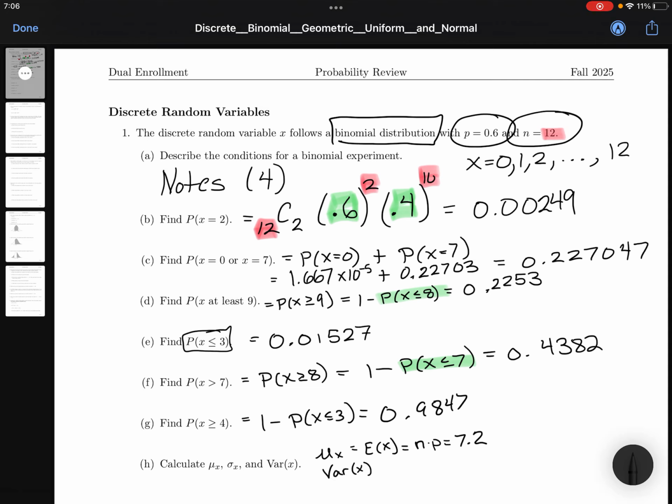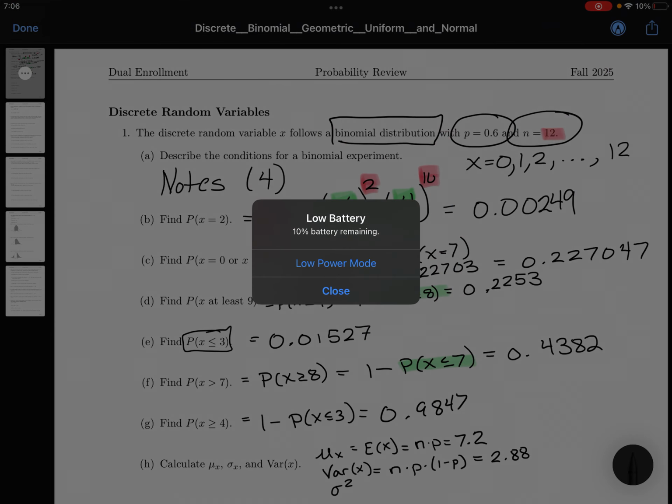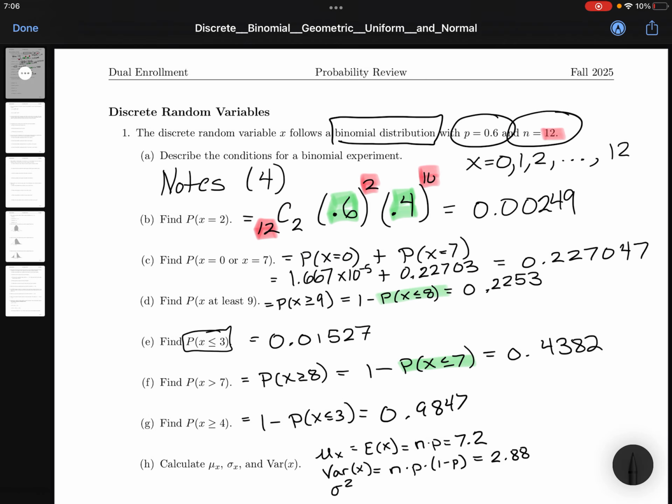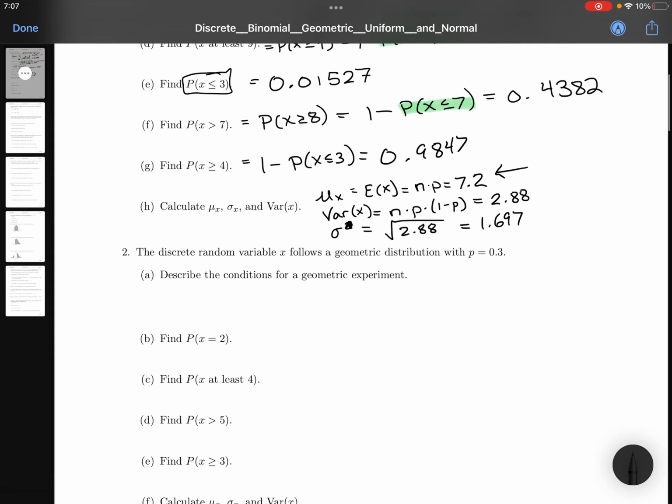Your variance is n times p times 1 minus p. That should be about 2.88. And your standard deviation, let's get rid of the squared, is the square root of that. In our case, that's 1.697. All right, if we want to interpret that in context, on average, we're about 1.7 away from our mean, 7.2. All right, moving on.